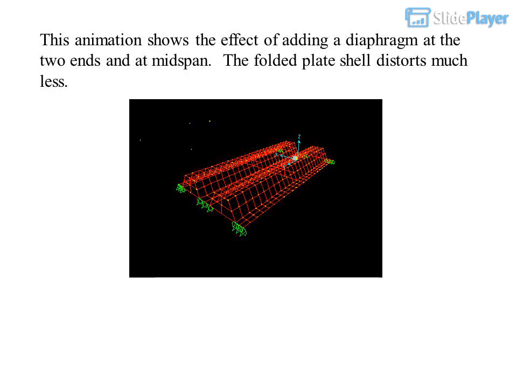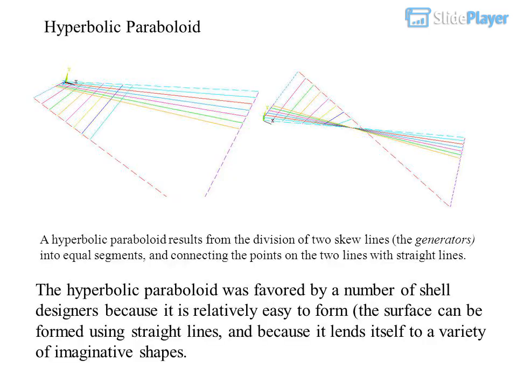This animation shows the effect of adding a diaphragm at the two ends and at midspan. The folded plate shell distorts much less. Hyperbolic paraboloid. A hyperbolic paraboloid results from the division of two skew lines, the generators, into equal segments, and connecting the points on the two lines with straight lines.